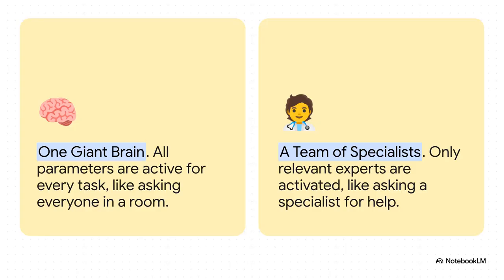And this slide really nails the difference. The old way, these dense models, they're that one giant brain. Every single part of the model lights up for every single problem. It's kind of like shouting a question into a crowded room. MoE models, on the other hand, are that team of specialists. They only call up the expert they need. It's just a much, much smarter way to operate.